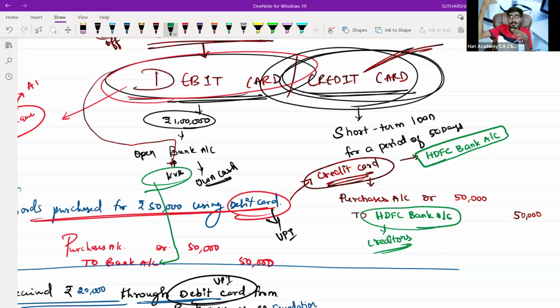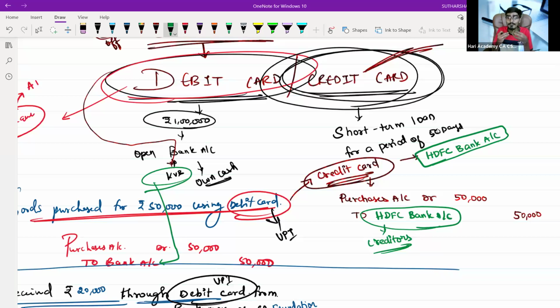Whether I am purchasing from that supplier, the supplier is immediately swiping my credit card. The cash is immediately transferred to his bank account. The liability of 50,000 will be there in my HDFC credit card account, or you can also pass a journal entry: purchases account debit to HDFC credit card account, or purchases account debit to HDFC bank account.